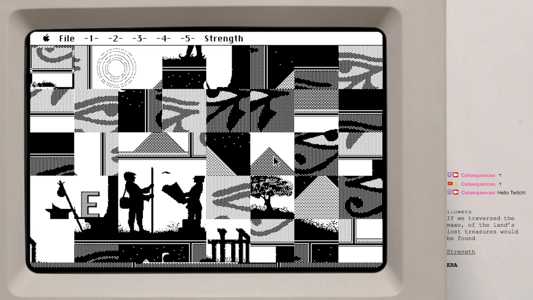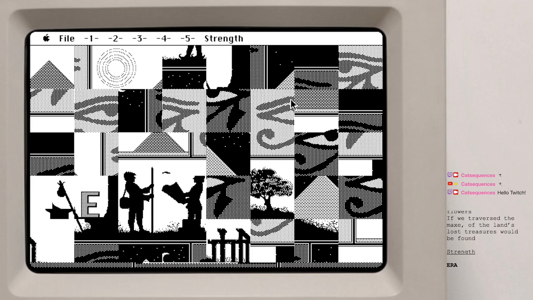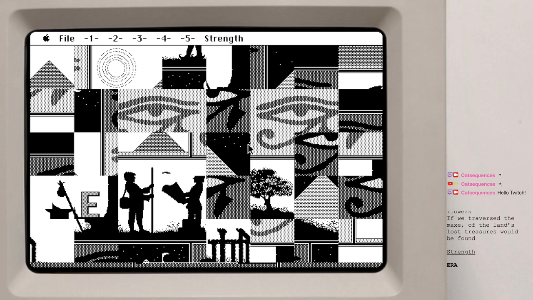Oh, this is the top of a tree. That's the top of a tree. And then the top of the tree has an eye above it. No, that's not quite right. That looks like that fits there. An intriguing tile swapping puzzle. That's an eye.